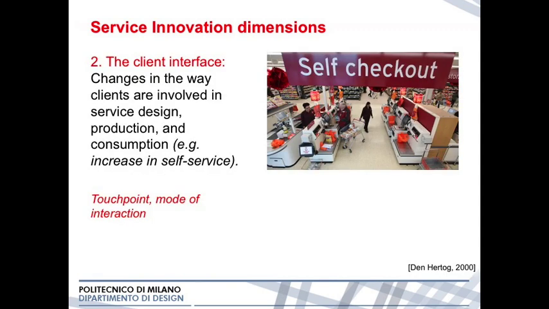Innovation can also be in the client interface. When we, for example, were talking about the introduction of the self-checkout in supermarkets, now it is a common practice. It was an innovation at the time, and so it is mainly changes in the way clients are involved in service design, in the production of the service and the consumption. So, for example, the increase in self-service is a typical example of a transformation in the way we interact with service. So the innovation is transforming the touch points, the so-called touch points, or the mode of interaction.